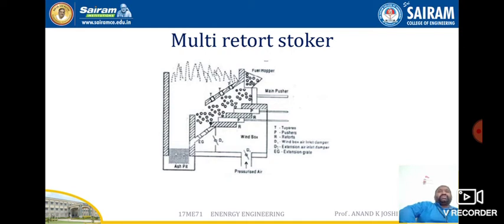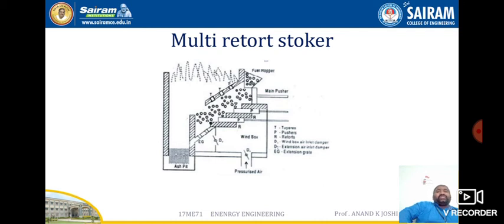The advantage of this retort stoker is that the combustion rate is high. Such a stoker is more suitable for high capacity power plants, and the combustion efficiency also increases, because as the combustion rate is high, we can expect more efficiency from the combustion. The fuel is pushed by the pushers, and they perform a cleaning action as well. Automatic combustion control can be adopted in this stoker, and it also responds quickly to variation in demand.